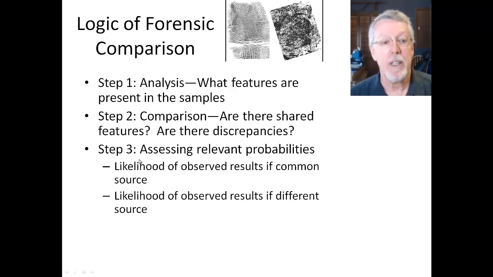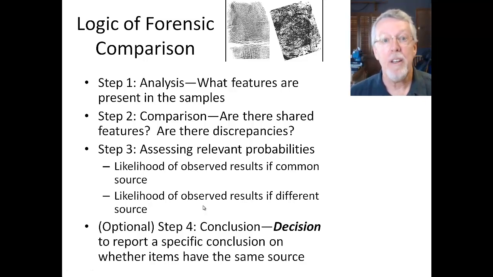Some forensic scientists simply stop at step 3 and report their estimates of the likelihood of the observed results under the different hypotheses regarding source. But it's common, particularly in the United States, for forensic scientists to go on and take a 4th step, where they make a decision to report a particular conclusion based upon their estimates of likelihoods. So, for example, if they conclude that the likelihood of the observed results is very high if the items have the same source and extremely low if the items have a different source, then they may simply decide to report that the items have the same source.